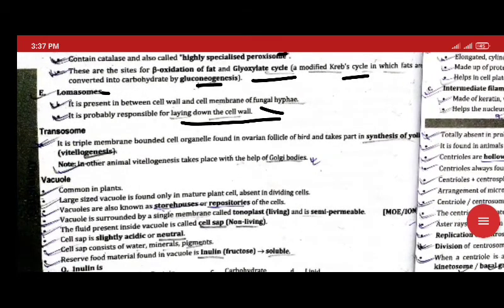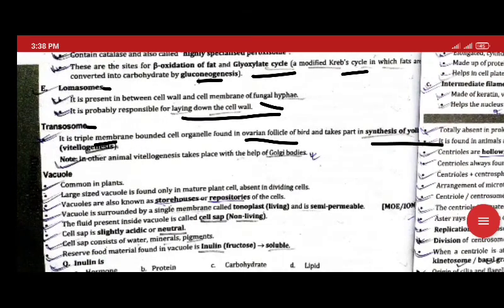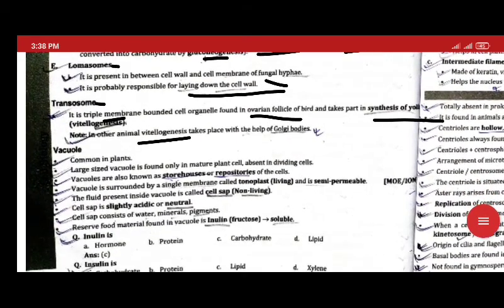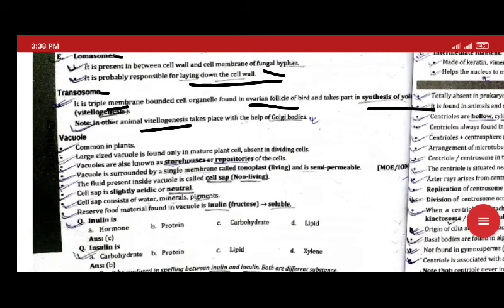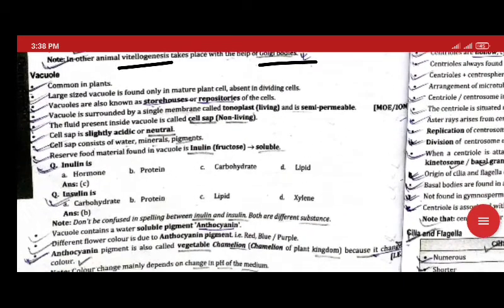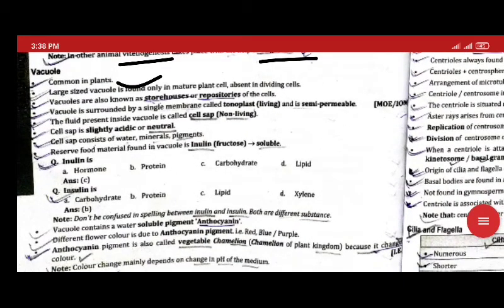Now transosomes have a trimembrane layer and are found in ovarian follicles for the synthesis of yolk, or in other animals, vitellogenesis, the formation of yolk with the help of the Golgi body. But only in the ovarian follicles of birds do we have transosomes.